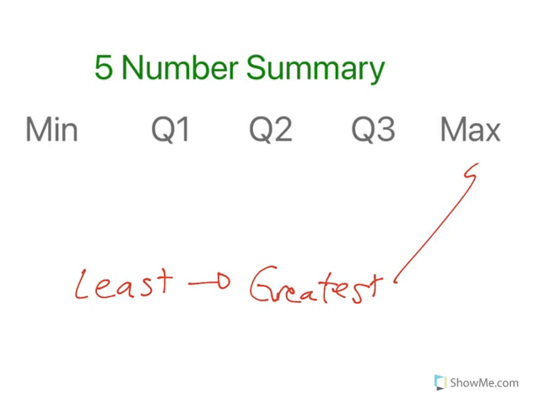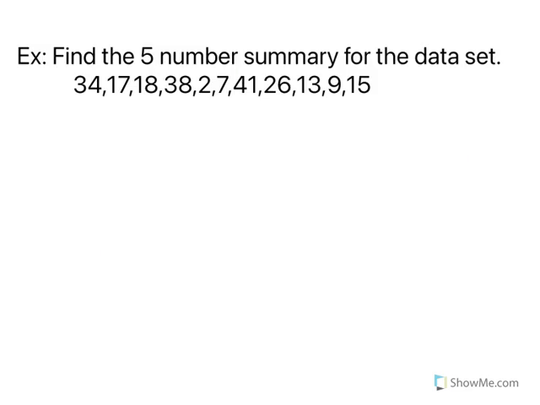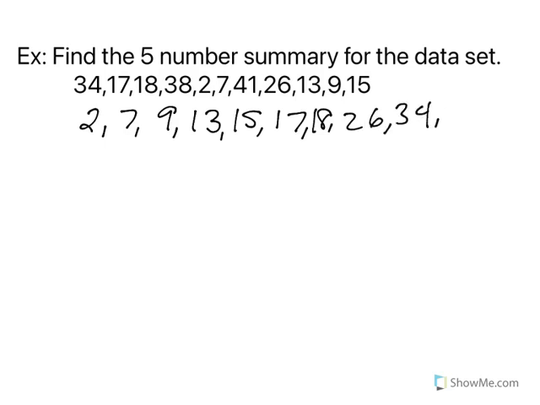That will make it easy to find your min and your max, because your smallest and your largest number. And from there, you can find your quartiles. So let's go ahead and find the 5-number summary for the data set. You'll notice these are not in numerical order, least to greatest. So that is our first step. So 2, 7, 9, 13, 15, 17, 18, 26, 34, 38, and 41.